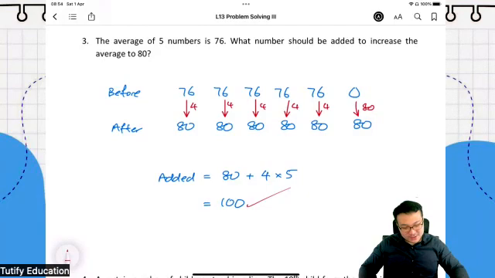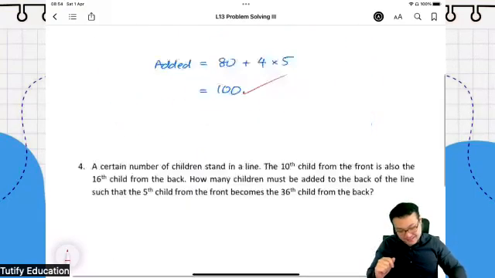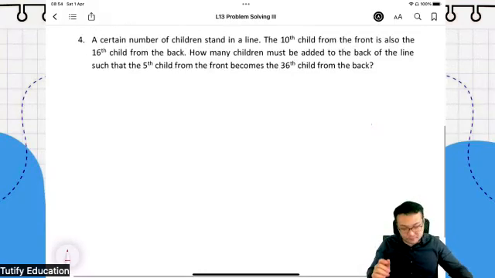All right. So this is called the concept of fairness. Always remember to ask yourself, is it fair? Then you can find the average very fast.